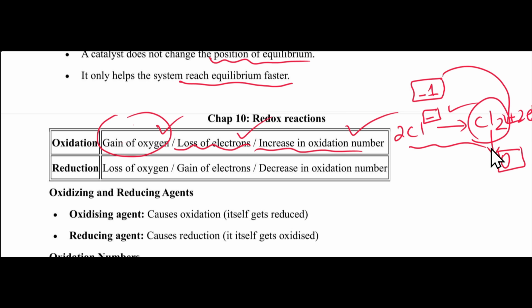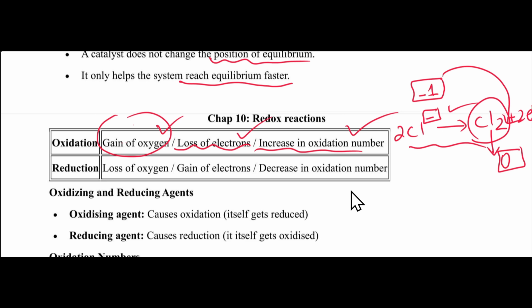Okay. Reduction. What is reduction? Reduction is the loss of oxygen. So if anything loses oxygen, it means that element is reduced. And gain of electrons also, if it is gaining electrons, then it is also reduced. And a decrease in oxidation number, that is also reduction.